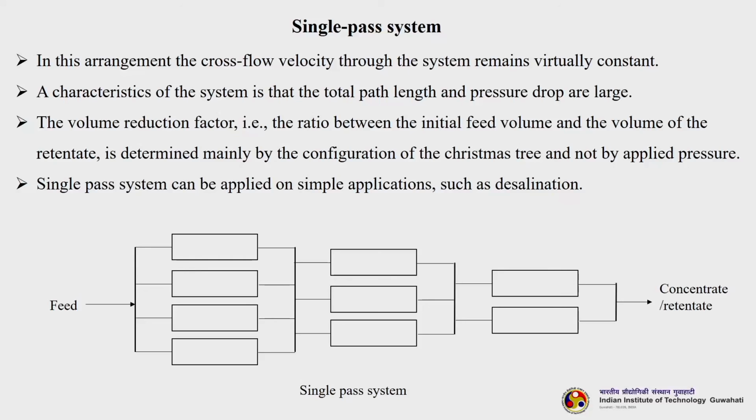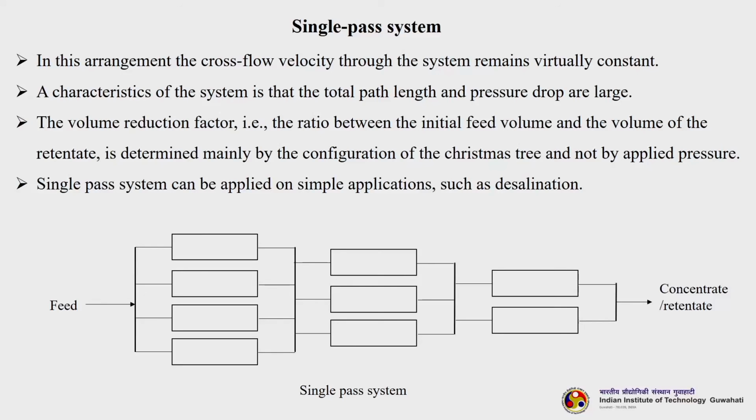The volume reduction factor, now that is the ratio between the initial feed volume and the volume of the retentate, is determined mainly by the configuration of the Christmas tree and not by the applied pressure. So, single pass system can be applied on simple applications such as desalination.